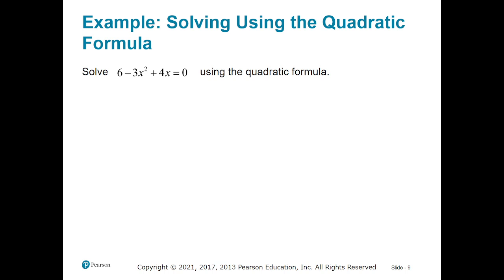And it should be 72 is 4 times 18. So now under the square root, we've got 16 plus 72. That should be an 88. Okay, so let's rewrite this back in our formula. We'll have negative 4 plus or minus the square root of 88, all divided by negative 6.